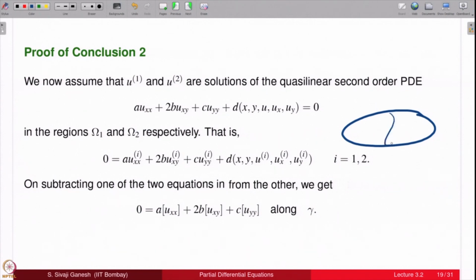Therefore, along gamma, what I mean by same in both is this. You have an expression for, let us say, a as a function of x, y, u1 of x, y, ux1 of x, y, uy1 of x, y. We have this, and here what we have is exactly the same, but with 2.